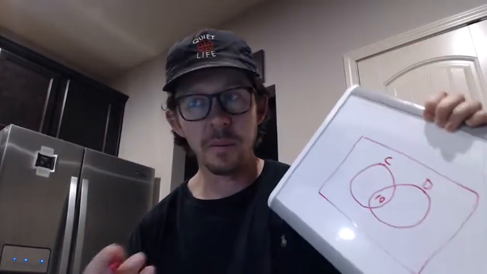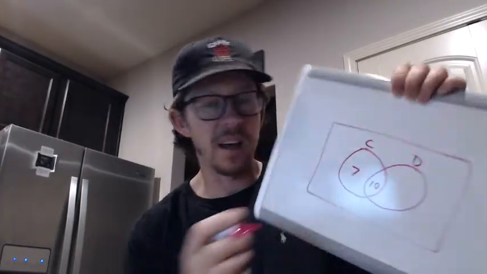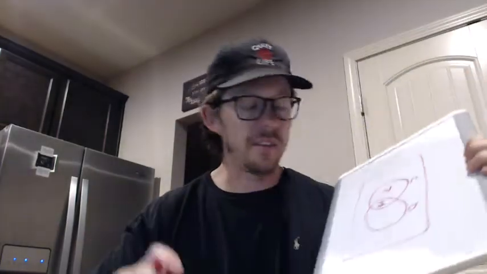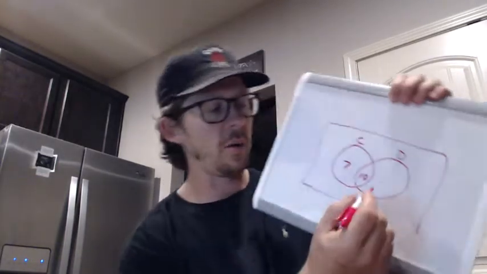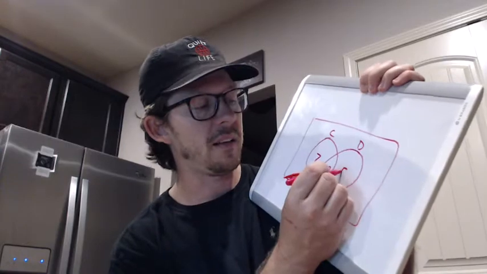Now, if 17 people own cats, I can just draw a 7 right here. And now you can see that there are truly 17 people in that circle. And 15 people own dogs, so that would leave a 5 right here.